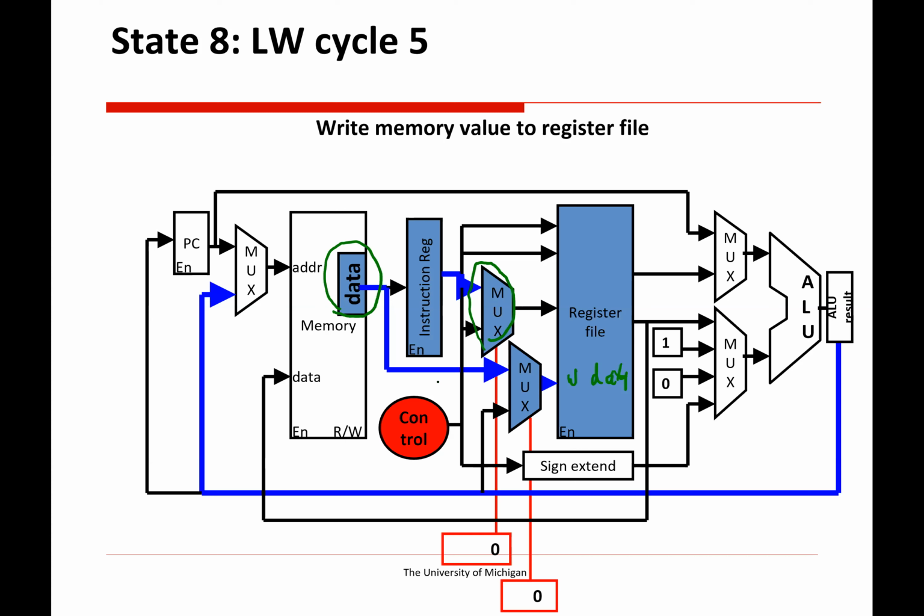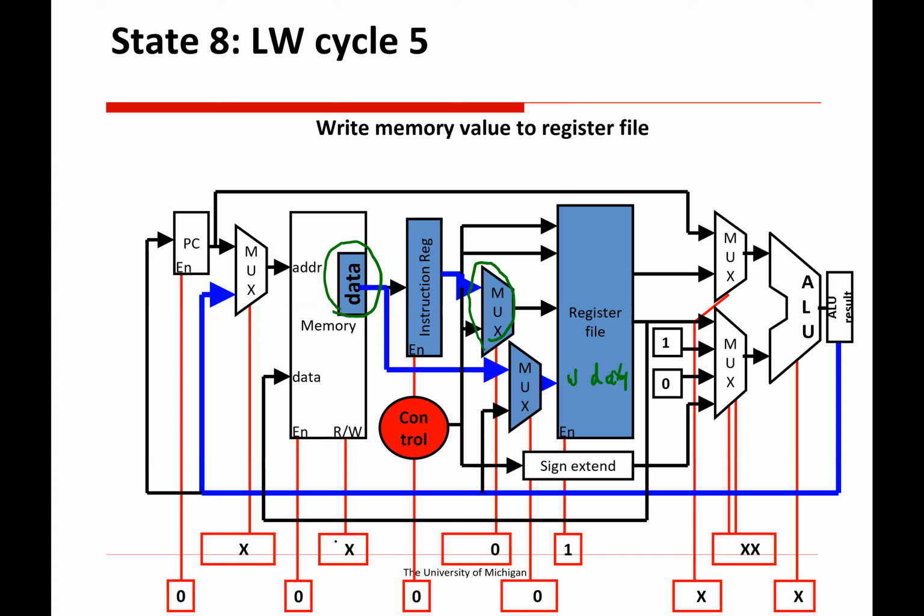We're not updating the instruction register yet, or memory, or the PC. We are updating the register file, we're writing this data in, so that's 1. But memory, the PC, and the instruction register all get set to 0, and everything else, we're not using that data. So again, we just set it to whatever, because we're throwing those results away.